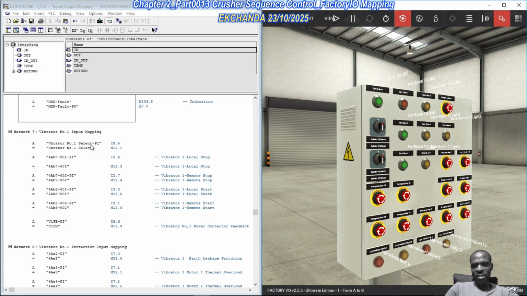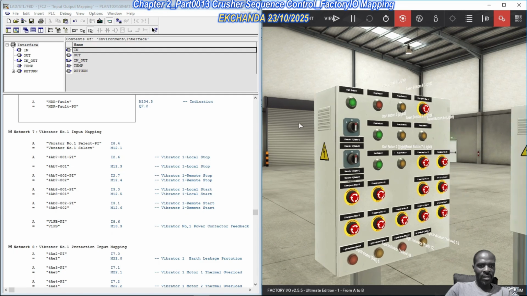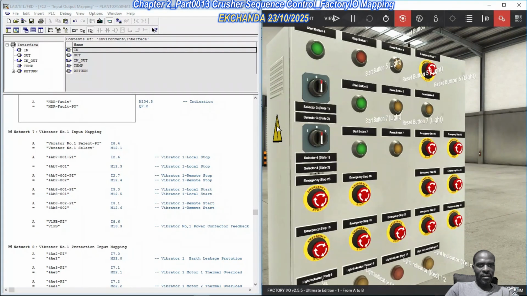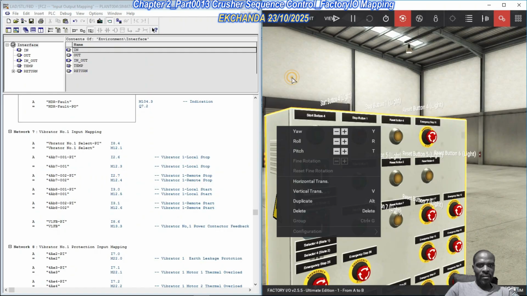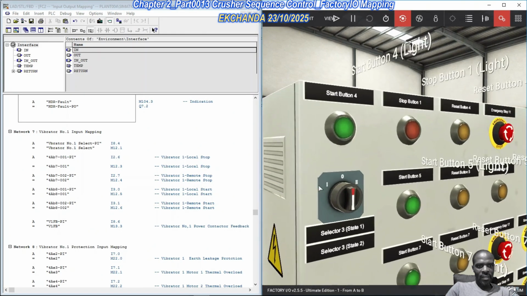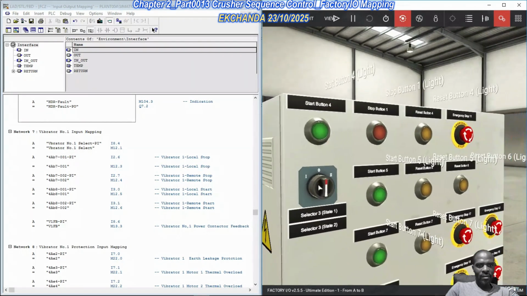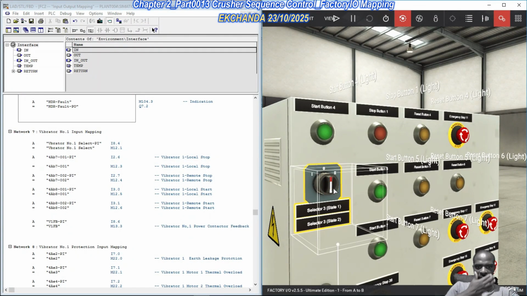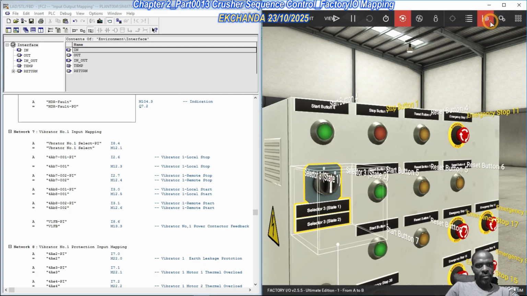basically the 3 position selector switch as vibrator 1 select and vibrator number 2 select. So the first thing we need in our little perfect world is a multi-position selector switch, and we just need 1, we don't need 2. And then so this one here, selector 3 state 1, selector 3 state 2.